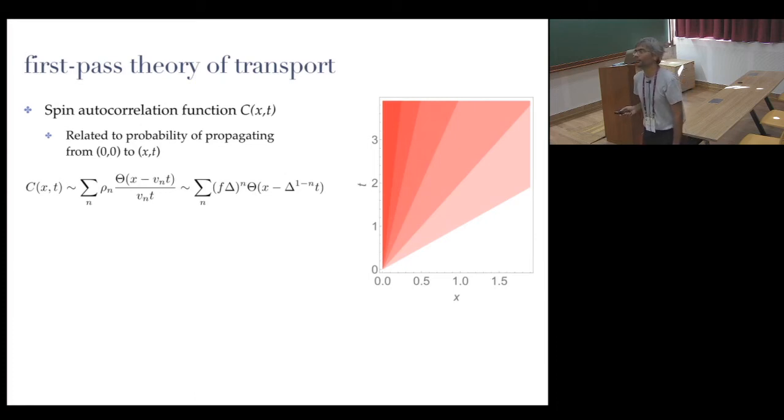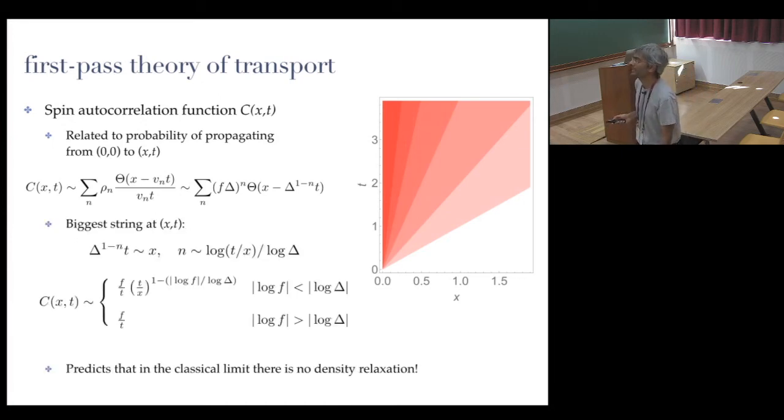You can truncate your problem at the 1 strings and go home, and everything's nice and ballistic. On the other hand, when f times delta is bigger than 1, then if you sit at some position x comma t, you're dominated by the heaviest string that's managed to make it out to that position. Anything heavier, you haven't gotten there. Anything that's lighter is subleading, and so you're dominated by the leading guy that made it out to that position at that time. And that you can get by this very simple calculation.